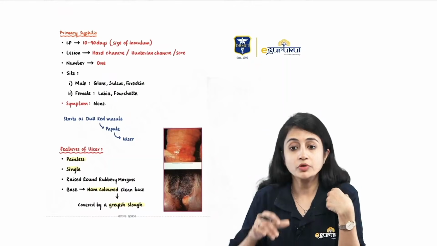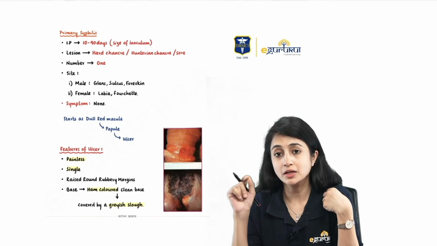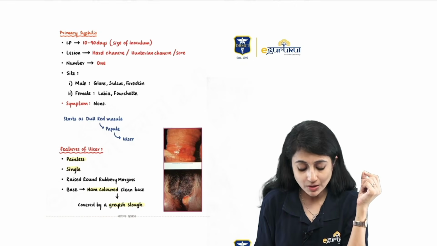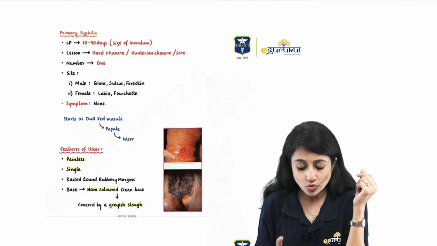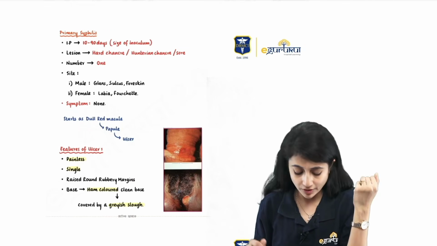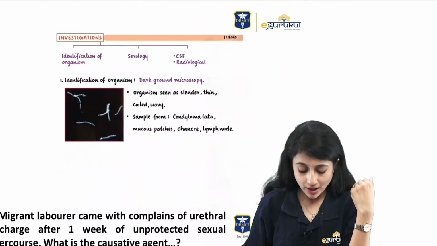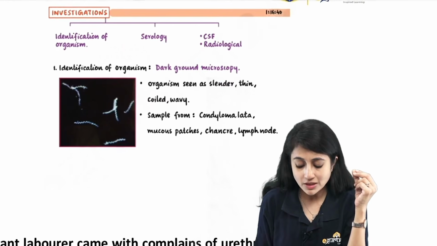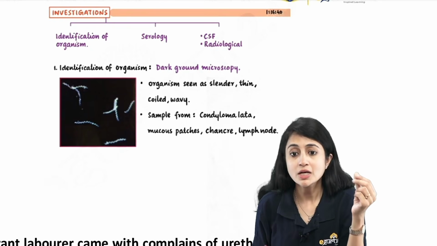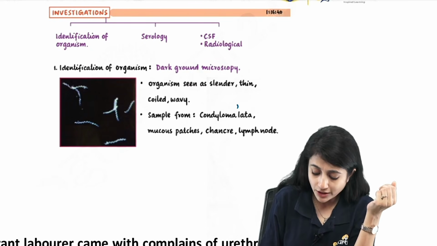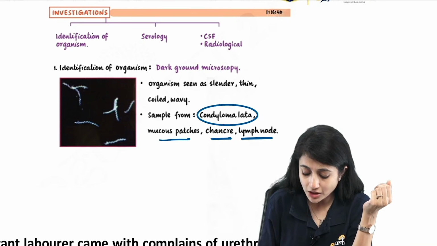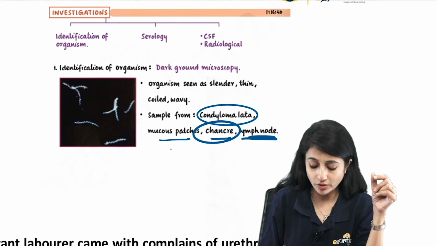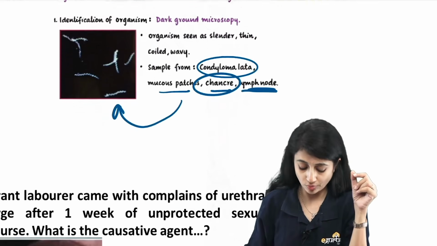So here this is from your eGurukul notes. I had discussed it in our classes how a primary syphilis presents. It presents as painless single ulcer, and usually since it's an STI, it would appear after an intercourse which is unsafe. And how do we identify the organism? We do a dark ground microscopy, where we see it as slender, thin, wavy organisms. And where do we take the sample from? I told you we take the sample from condyloma lata, mucus patches, chancre, and lymph node. Here in the history, in the question, they are referring to chancre. So what test would you do? You would do a dark ground microscopy.